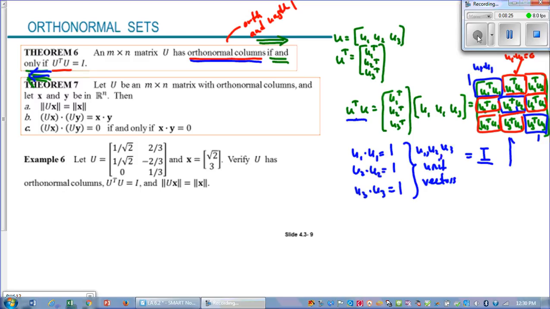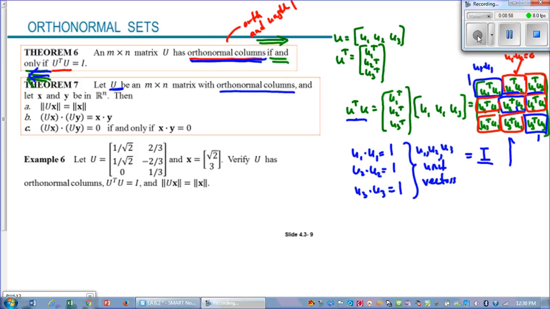Okay, and then if you look at the other entries, the fact that they're all 0 tells me U1.U2 is 0, U1.U3 is 0. All other pairs of distinct vectors is 0. So that would tell me that the vectors are orthogonal and they're orthonormal. Okay, so now theorem 7 says that if you have a matrix with orthonormal columns, that the magnitude of ux is just the same thing as the magnitude of the x that you started with.